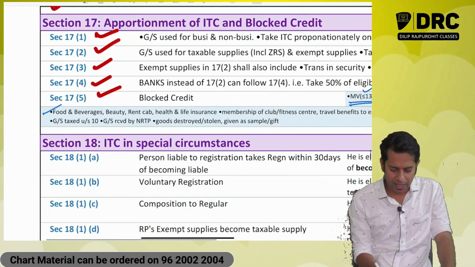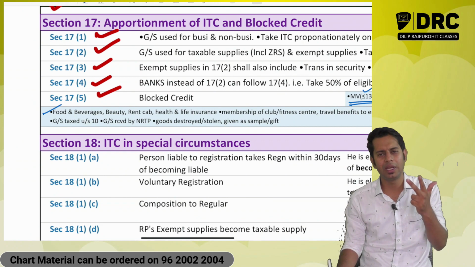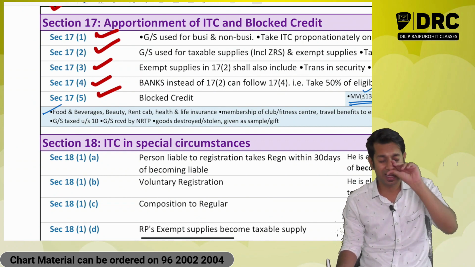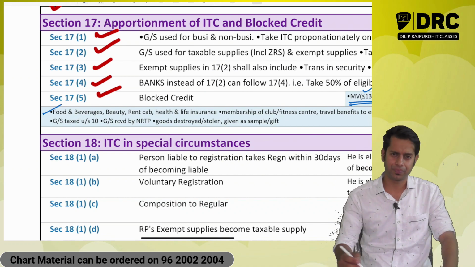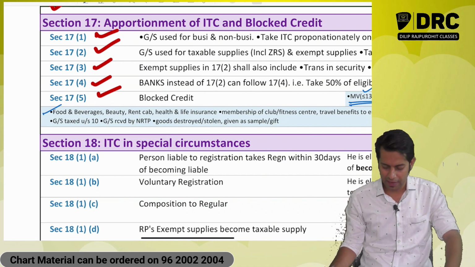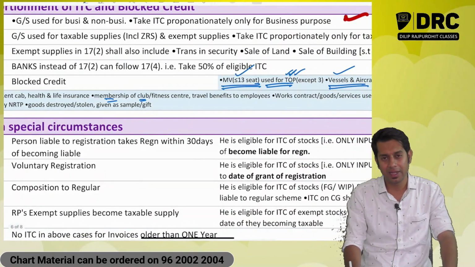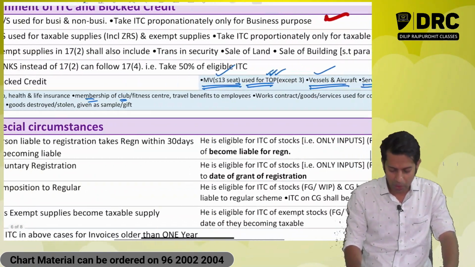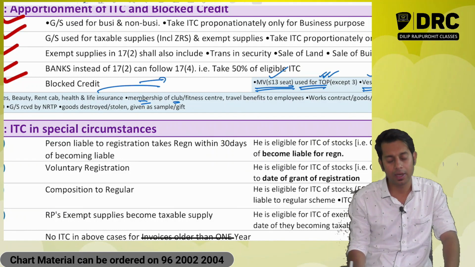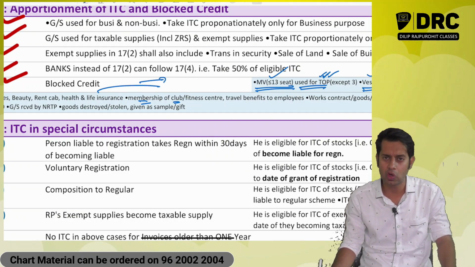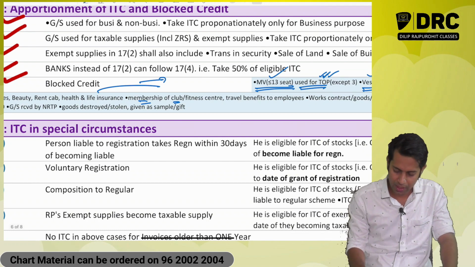Then ITC is blocked on foods, beverages, outdoor catering, beauty treatment, health services, cosmetic surgery, plastic surgery, renting, leasing, hiring of motor vehicle, vessels and aircraft. ITC is also blocked on membership of health club, fitness center, health and travel benefits extended to employees. However, in both the cases input tax credit can be taken if it is used for the same line of business, or if there is a statutory obligation on the employer to provide the same.